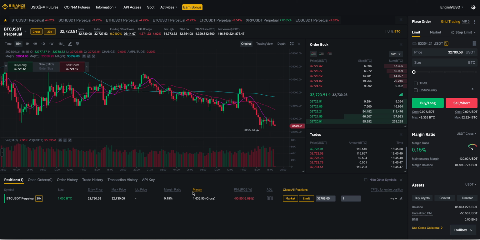Okay, and my liquidation, where is my liquidation? At zero. I will never be liquidated with this kind of position size. Basically, if Bitcoin goes to zero, I will lose one Bitcoin in value in USDT, so 33,000 USDT, but I have 85,000, so I will never be liquidated.